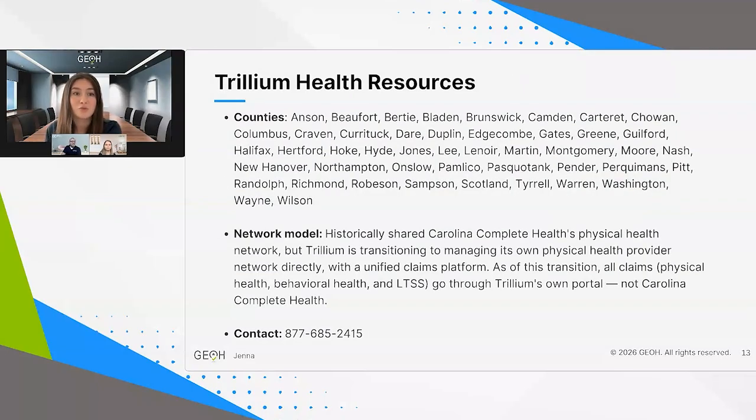Our next one is Trillium Health Resources, and you'll see there are a lot of counties that this one covers. Lucky for you, they're in alphabetical order, so hopefully you can find your county relatively quickly. This network model was historically shared with Carolina Complete Health's physical network, but they're transitioning to managing their own provider network directly with a unified claims platform. Since this transition has happened, all of the claims will go through Trillium's own portal and no longer through Carolina Complete Health. So a little bit of a difference there. And then the contact number is at the bottom for you below.